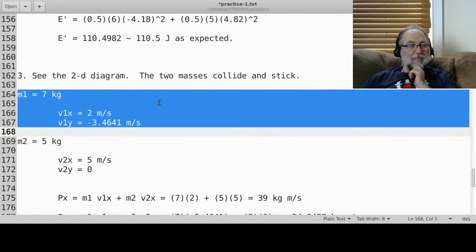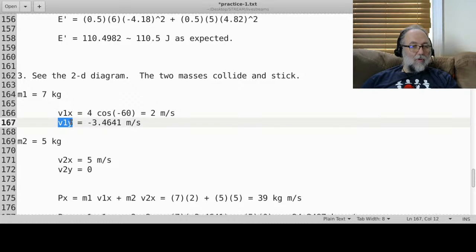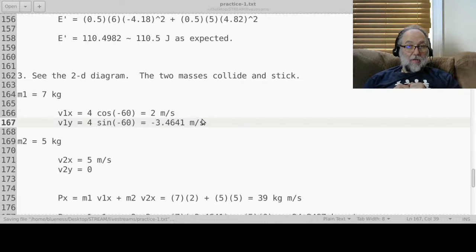The 7 kilogram mass has a V1x of 2 meters per second. And that's what I just did. Maybe I should just write here how I got that. That's going to be 4 cosine of negative 60 degrees, and that's equal to 2. For the y component, that's 4 sine negative 60 degrees, and that turns out to be negative 3.4641. So that breaks up V1 into its x and y components.